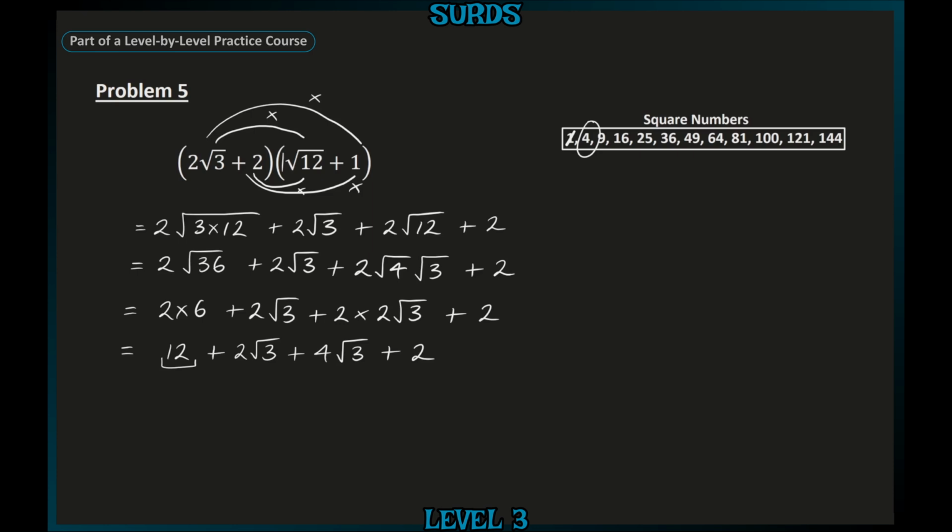So we have 12 plus 2, which gives us 14, and then we have plus 2 root 3 plus 4 root 3, which gives us plus 6 root 3. So 14 plus 6 root 3 is our final answer to problem 5.